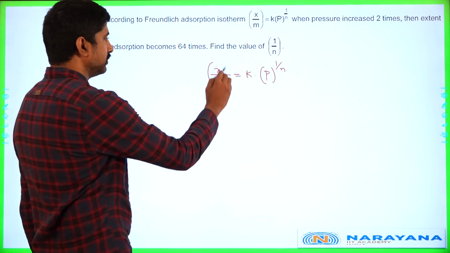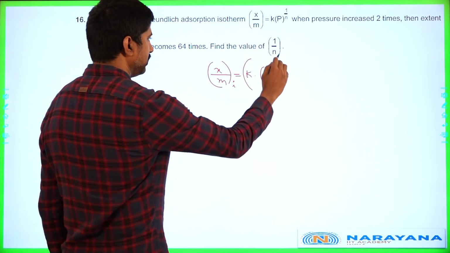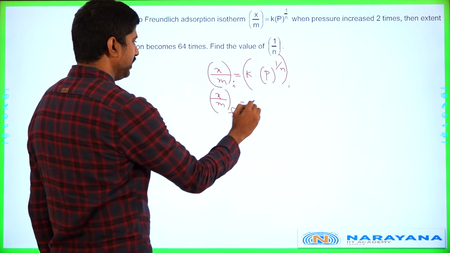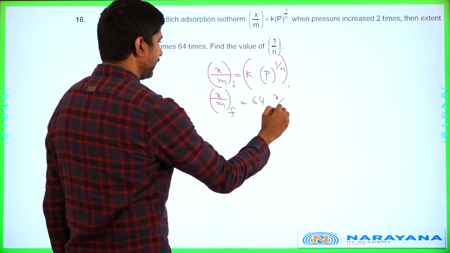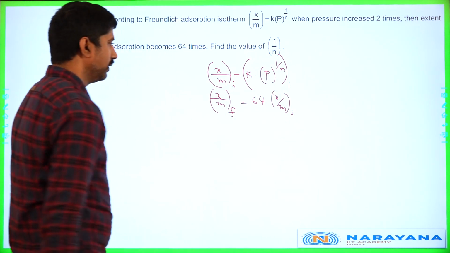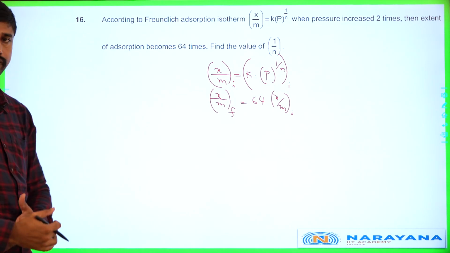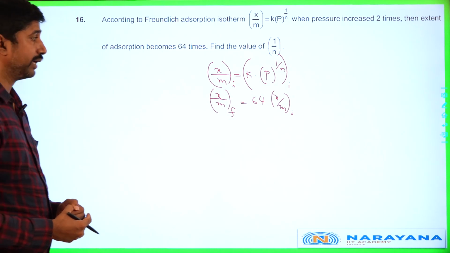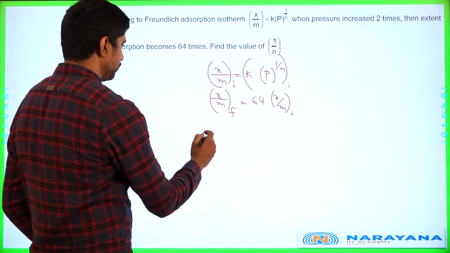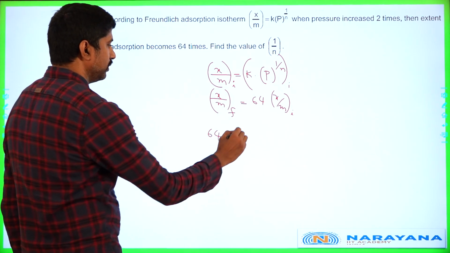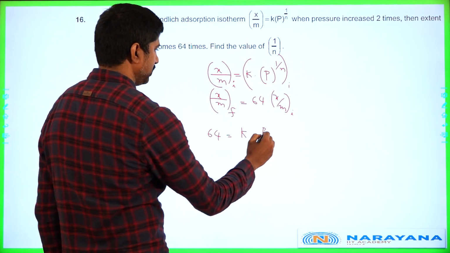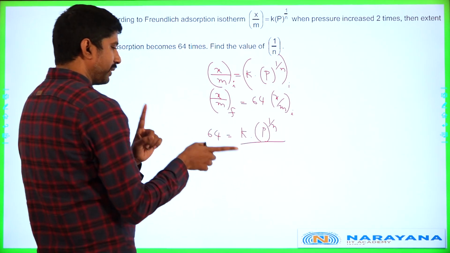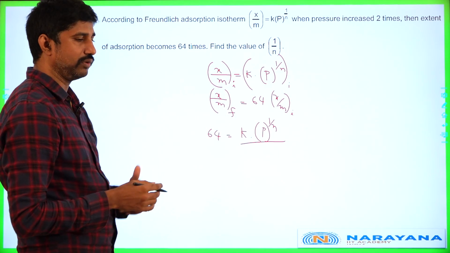So x by m initial, and this is initial if you write, then x by m final will be equal to 64 times of x by m initial. That is the idea given. So the final extent of adsorption was 64 times the initial. So we can mention that: 64 is equal to k into p initial power 1 by n whole divided by, so actually when pressure is doubled, so final by initial we need to write.